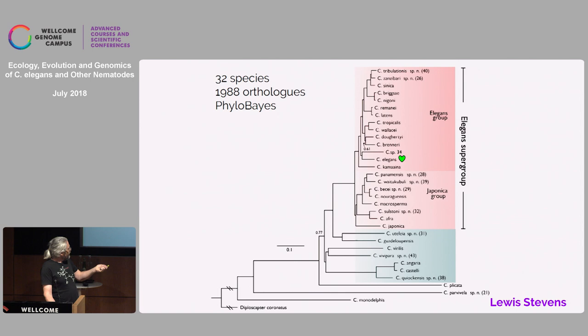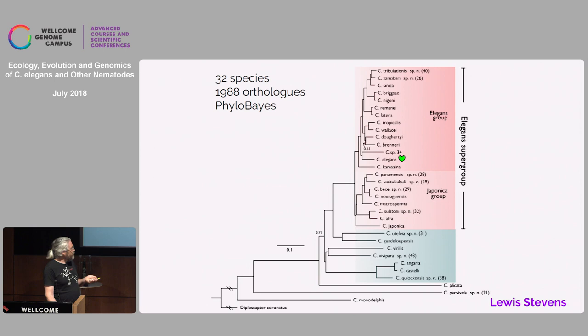So we're not quite sure what's going to happen. We're going to add more genomes here to sort this out. But it places C. elegans in this elegans group. There's a Japonica group, there's the elegans supergroup, and the Drosophila supergroup. So we're going to continue to update this tree, and so you'll be able to access this tree at any time. This tree importantly gives us a background piece of data against which to map gene evolution.